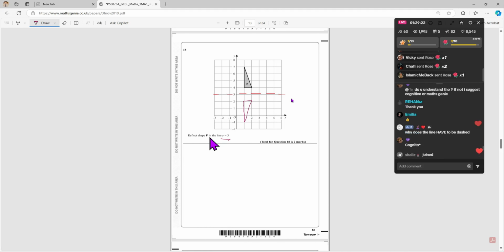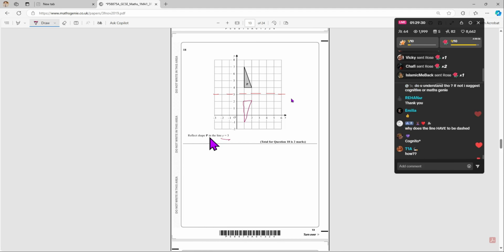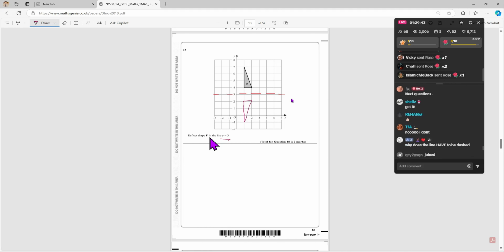So do you guys get it now? Why does the line have to be dashed? It doesn't have to be dashed, but I always do mirror lines dashed. You won't lose the mark if you don't draw it dashed. It's your personal preference.